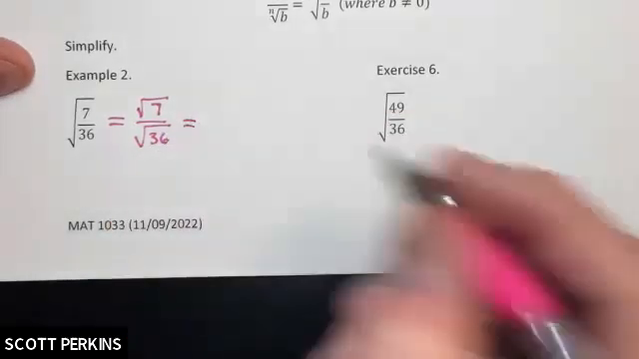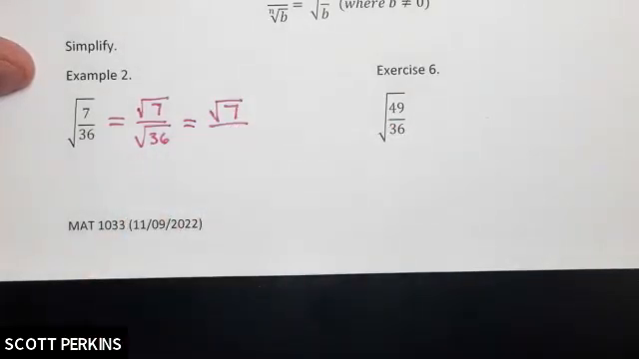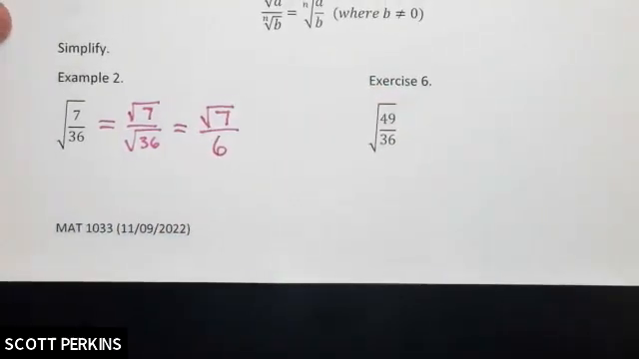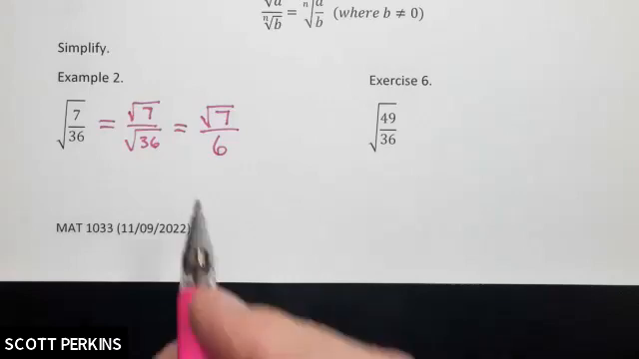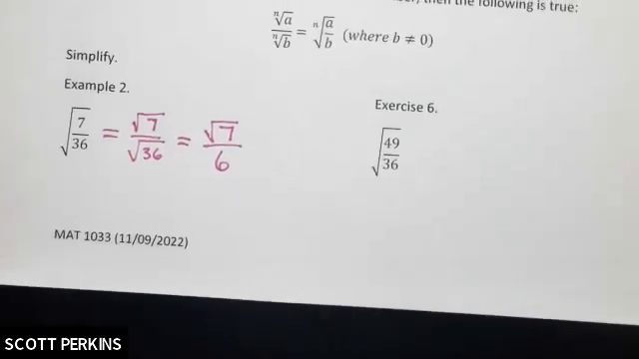The numerator, I can't do anything with, so it's going to stay square root of 7. But then square root of 36, what times itself gives me 36? 6. Great. And now there's no more radical. Remember, once you identify that number, once you have taken the root, the radical disappears, just like a plus sign would when you add. So no, don't put a radical in the bottom. All right. Do the same thing with exercise 6, please.